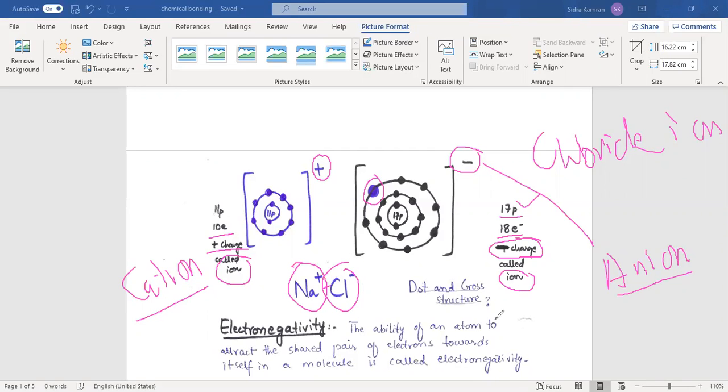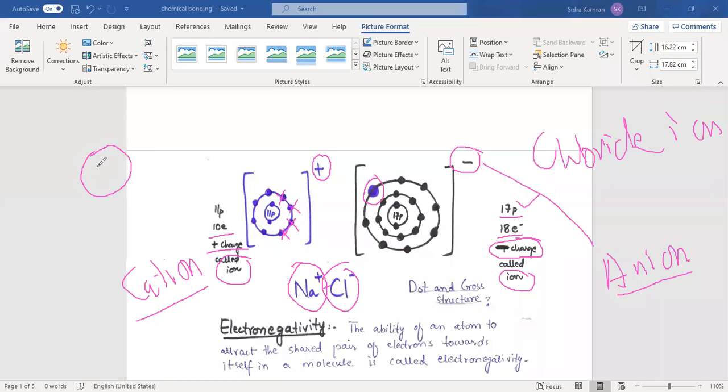Mostly in the exam, the dot and cross structure is asked. So you have to draw a dot and cross structure. You can see here I have drawn both the dot structures, but you have to make a dot and cross. In one you draw dots and in the second one you draw crosses. Show electrons with the cross. Like this, I'm drawing here.